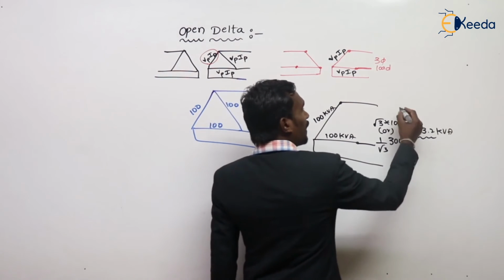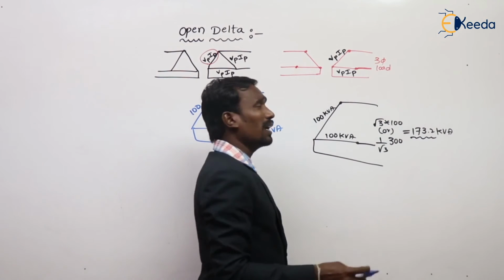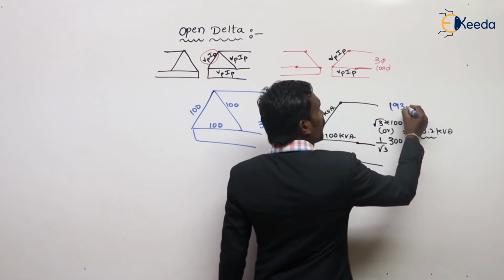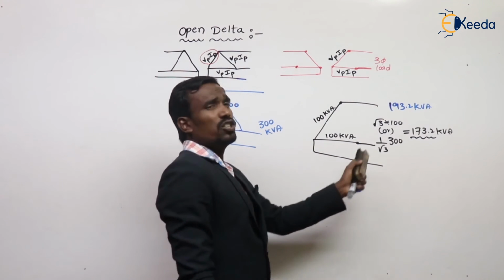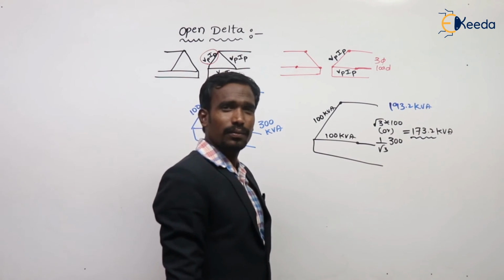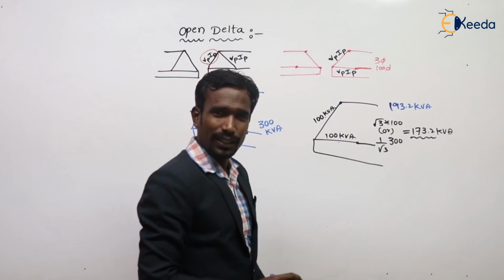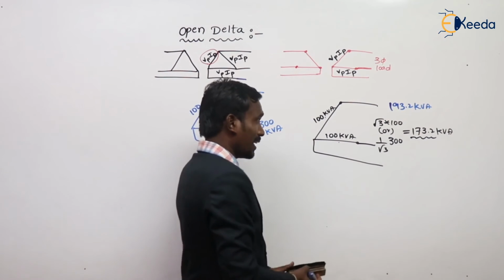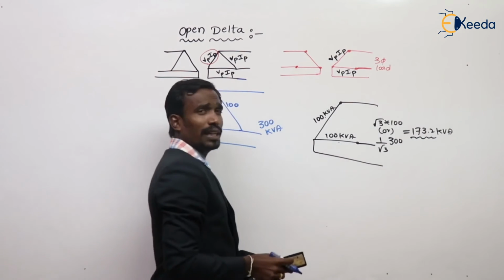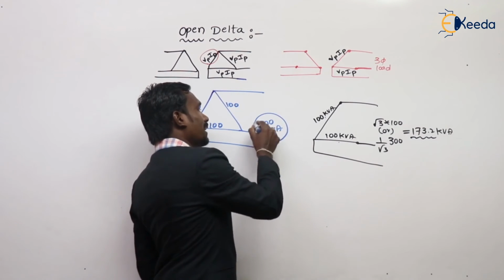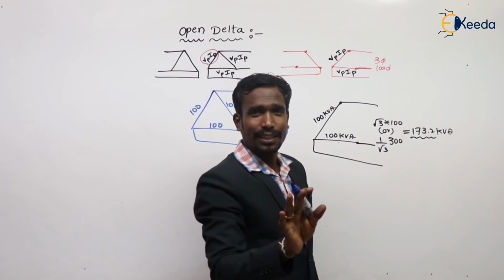But if you apply 193 kVA, then the system is overloaded, and each transformer is also overloaded. Now my question is, actually in delta we can apply 300 kVA. In open delta, we should not apply 300 kVA.